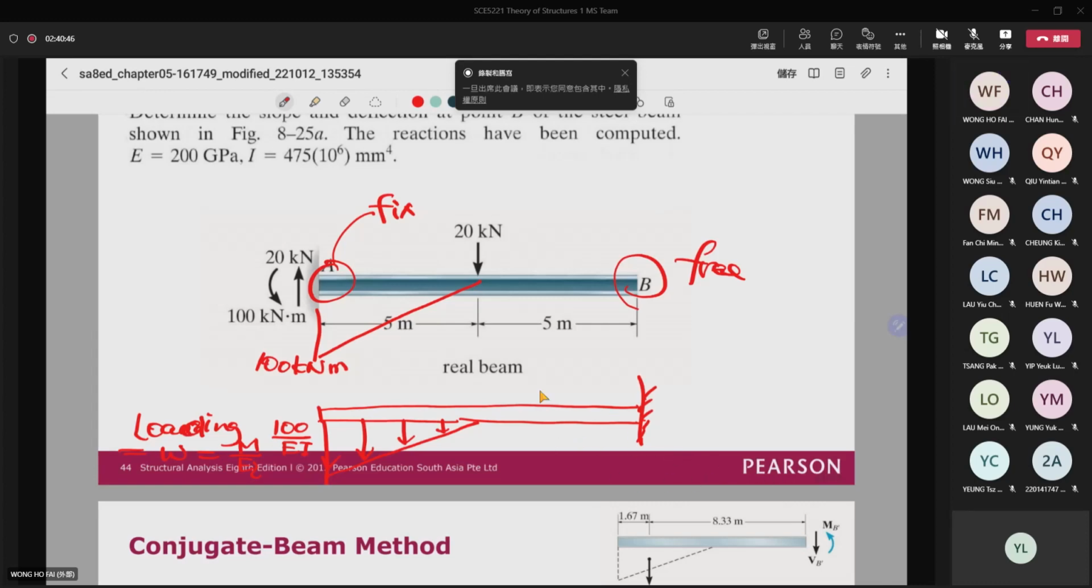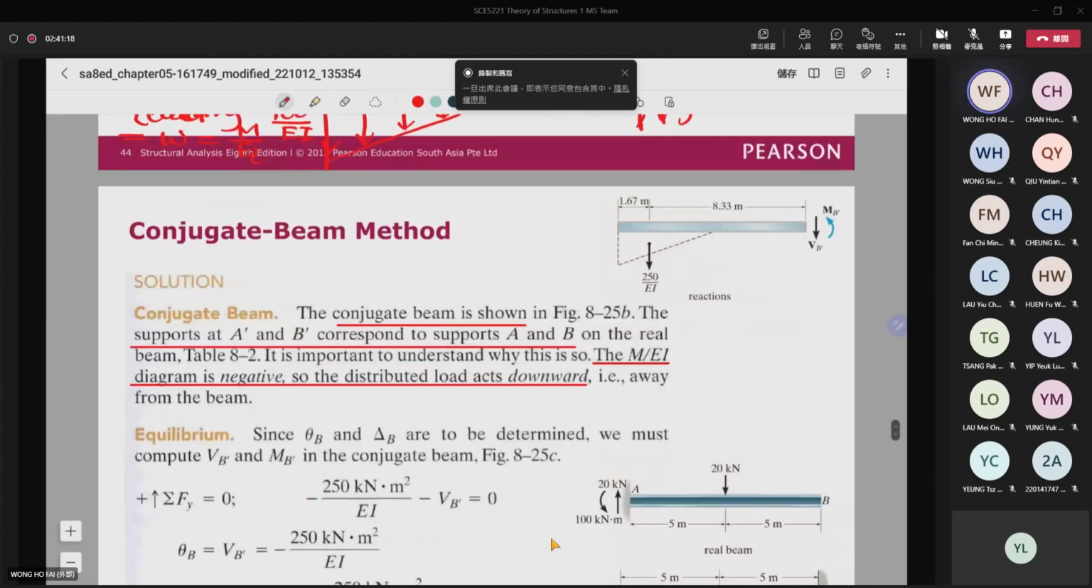Okay. So if I want to find the rotation and the deflection at this point, that means I need to find the shear and the moment at the ends. Shear is equivalent to the rotation, and the moment is equivalent to the deflection. Okay. So for here, I have this beam. I want to find the shear and then I want to find the rotation.